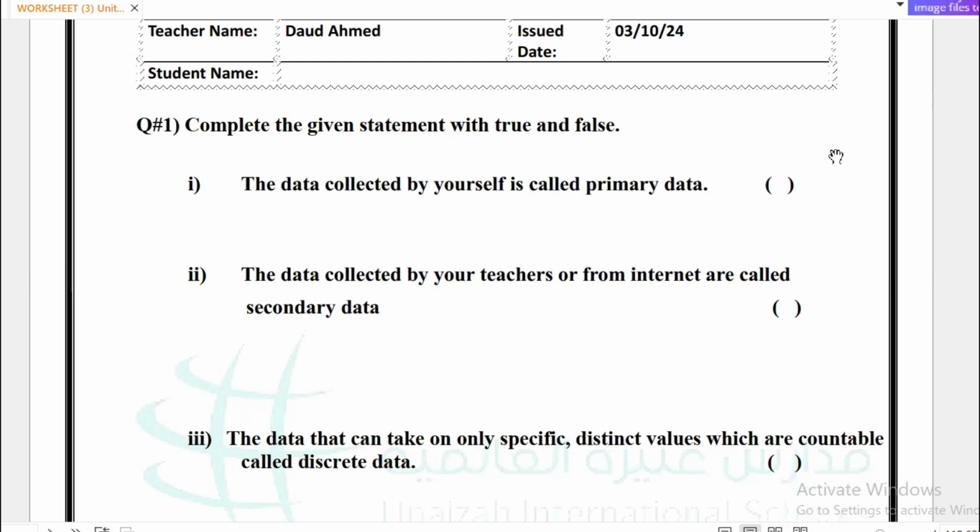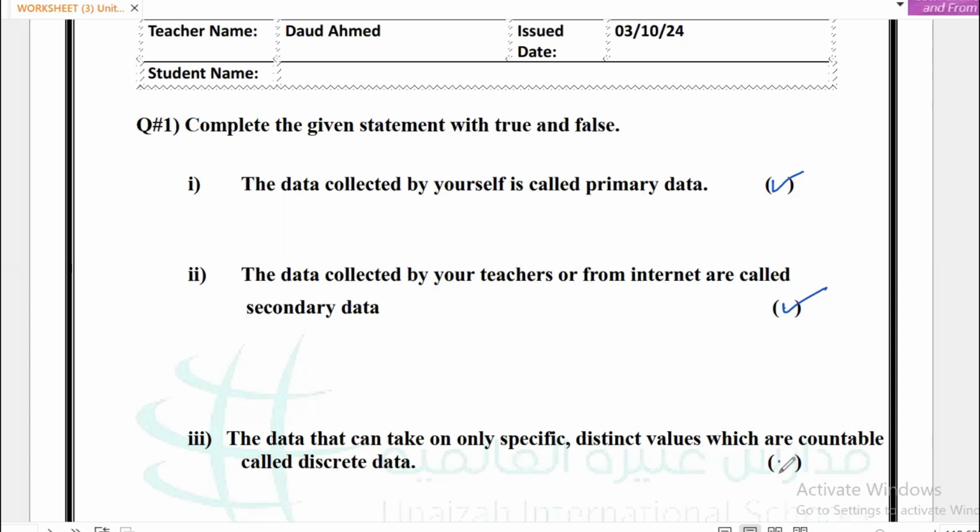So the first question is: data collected by yourself is called primary data. That is true. The data collected by your teacher or from internet are called secondary data. This is also true. And any value which is countable, so the data that can take only specific distinct values which are countable, is called discrete data.